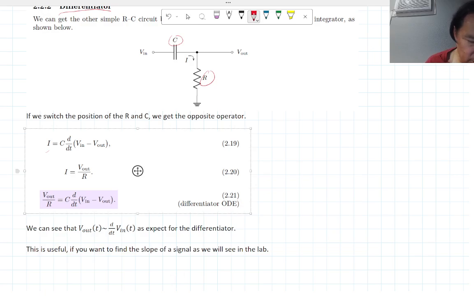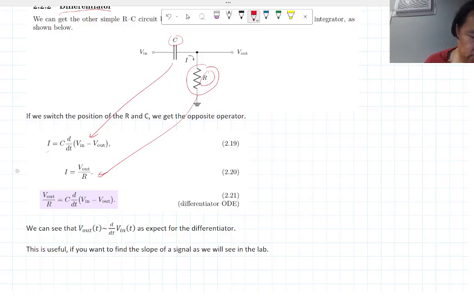And since the current is going through this part, the current flowing through this resistor is going to be V_out over R using Ohm's law. You can combine these two equations, and then you end up with a differential equation where V_out, I don't know why they don't put the C here, is going to be proportional to basically the time derivative of V_in minus V_out. So you have something where the output is proportional to the derivative of the input, and that's what we expect from a differentiator.